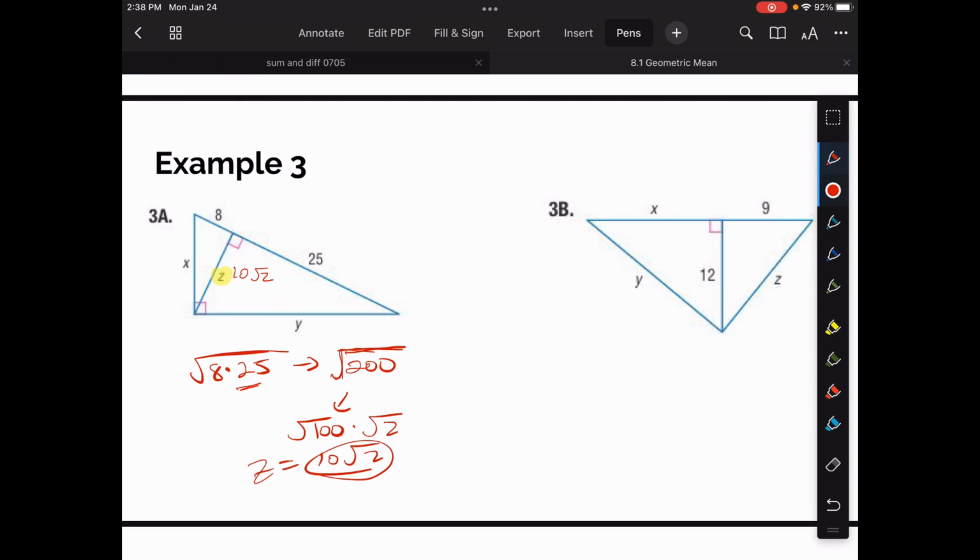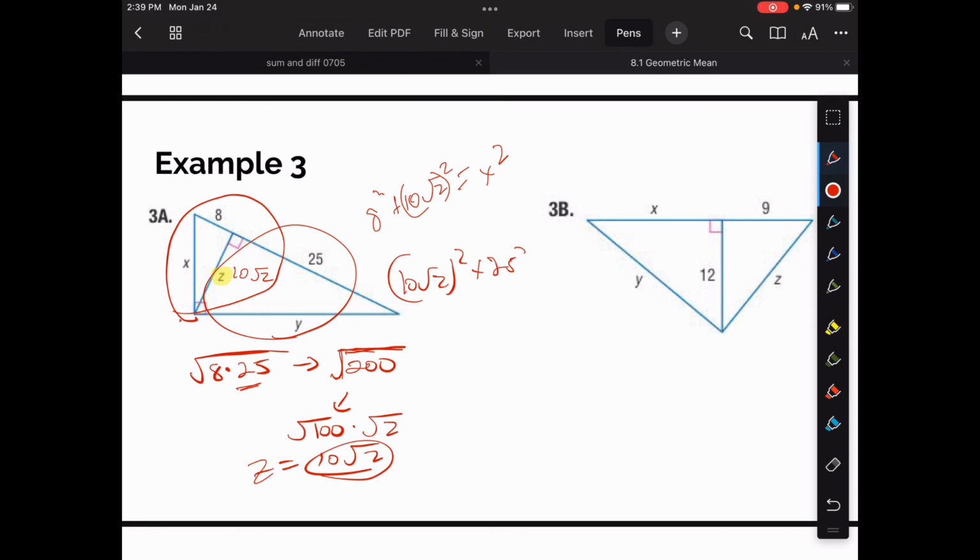We just solved for that one. Now, you don't need to use your other theorem, because now that you have that, you can simply use the Pythagorean theorem to solve. So for this triangle here, if you were trying to solve for x, you could just say 8 squared plus 10 root 2 squared is equal to x squared, and solve it out. And then on the big triangle, you could say 10 root 2 squared plus 25 squared is equal to y squared to get your y value. So you can just use the Pythagorean theorem.